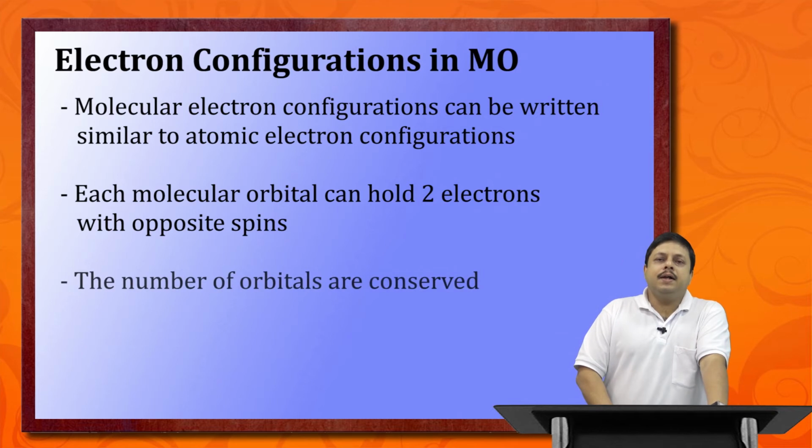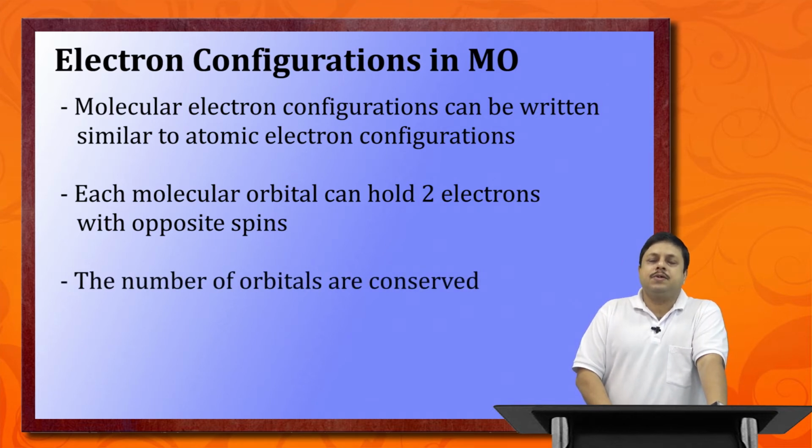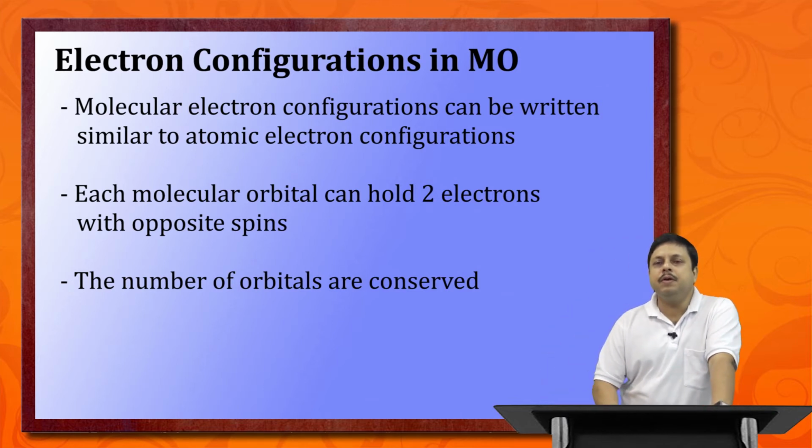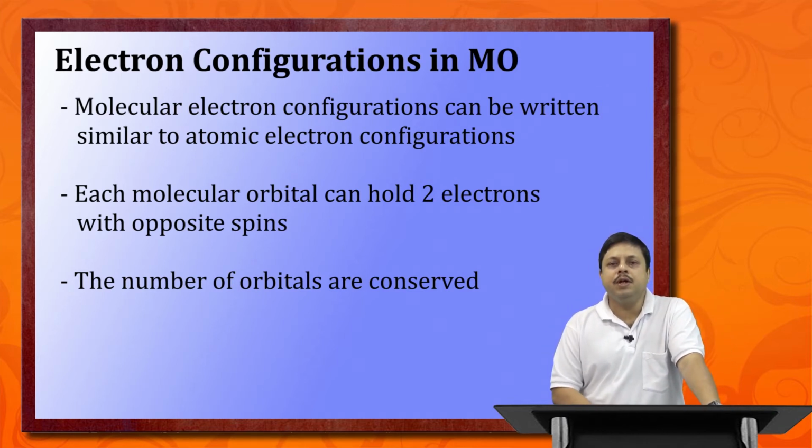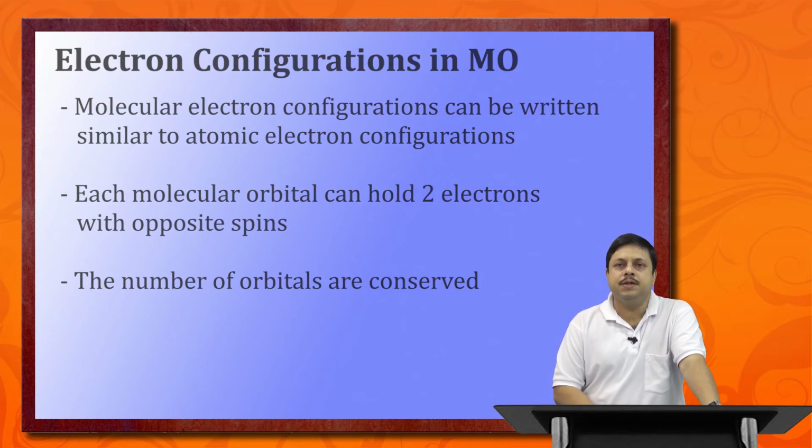And the total number of orbitals are always conserved. The total number of atomic orbitals will always be equal to the total number of molecular orbitals that are eventually formed as a consequence of this bonding.